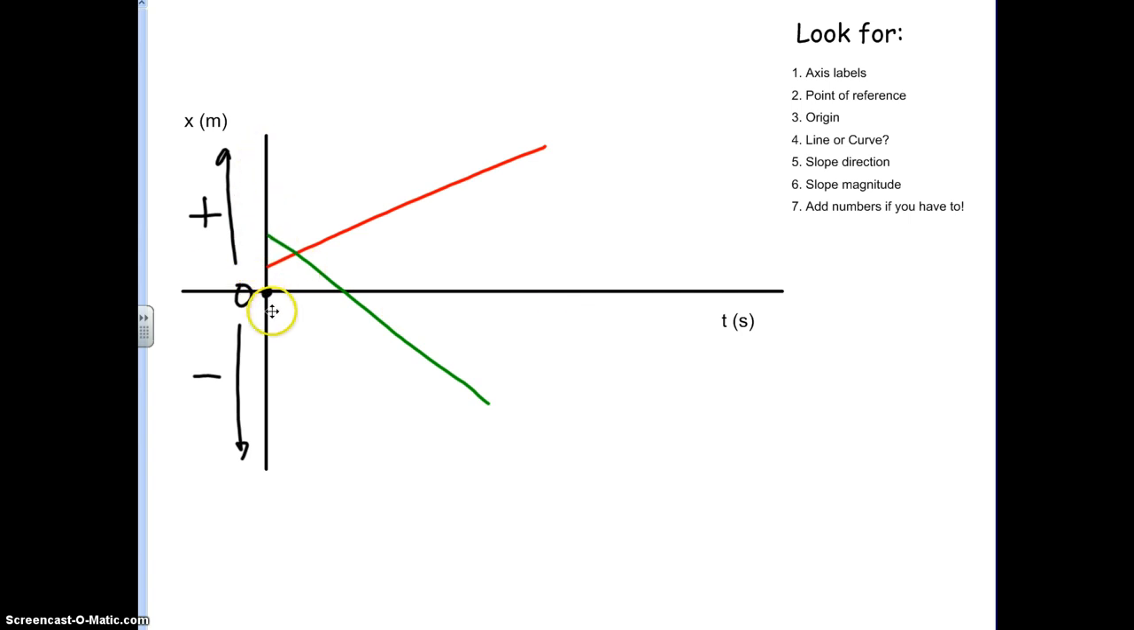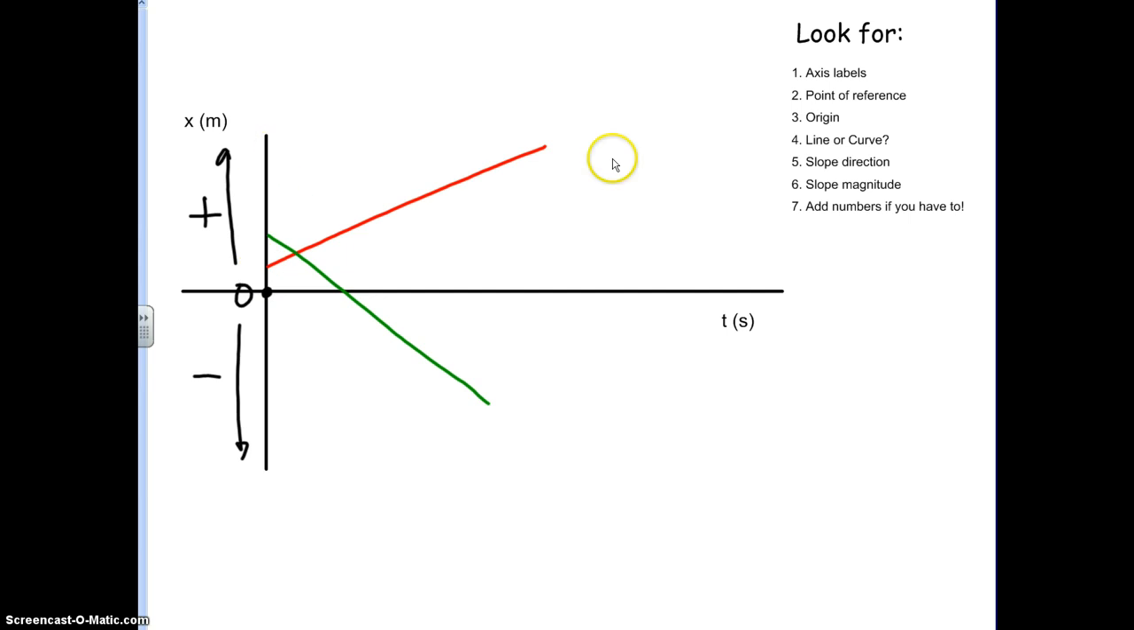But the green one, as time goes this way, gets less and less positive, becomes 0, and then becomes more and more negative. So what does that mean? Well, this is the origin, but here you can see this is the end point. The end point doesn't necessarily mean when the object stopped moving, it's just when we stopped paying attention. Here we can say that the end point is further to the right than the actual starting point.